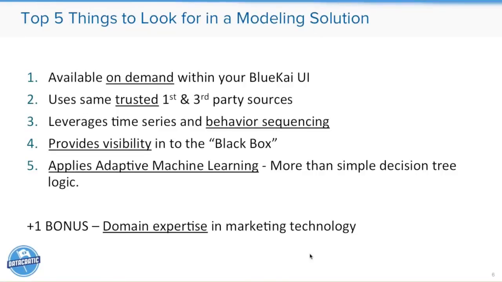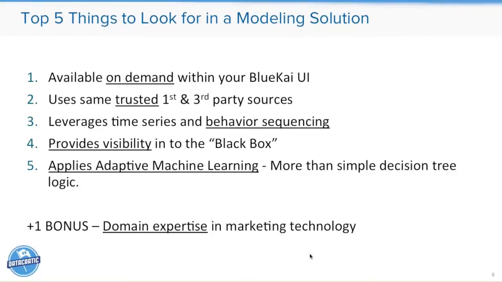How visible is the black box? Do marketers and advertisers have the ability to see inside the black box and really understand what's going on? The fifth one also applies to the statement that Molly made around model refreshes, which is, is there actual adaptive AI and machine learning going on? Or is the system just based on simple decision tree logic?